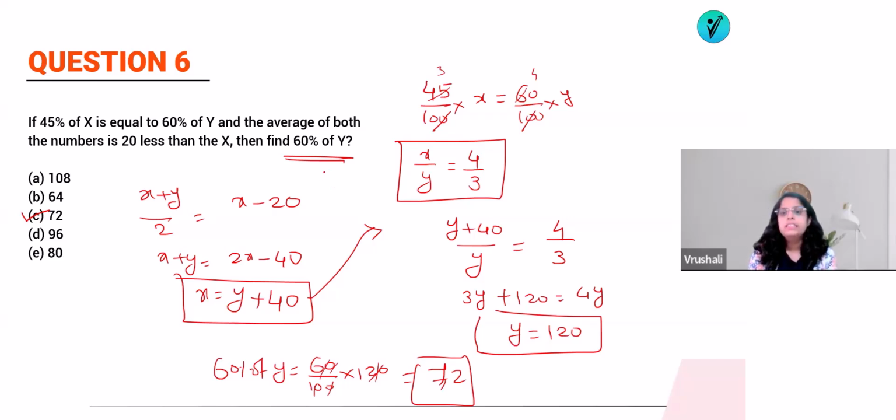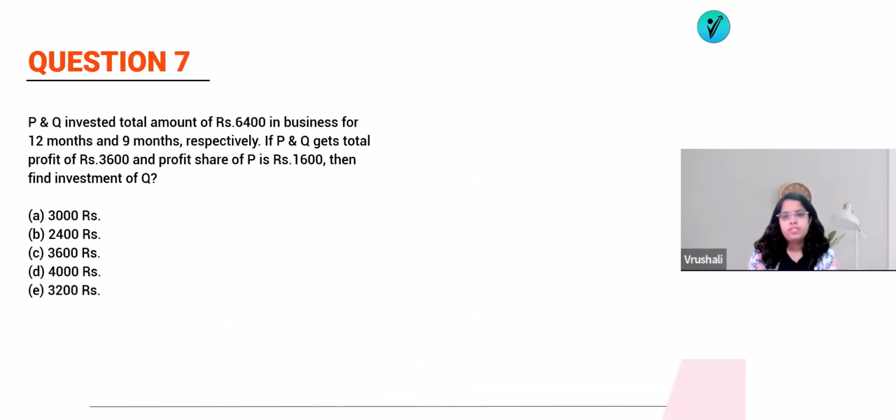I hope you are getting this. Now we will solve the next question which is on the screen. Question number 7. You can pause the video and then try to solve. P and Q invested a total amount of 6,400 in the business for 12 months and 9 months respectively. If P and Q get a total profit of 3,600, out of which the profit share of P is 1,600. I know that 3,600 is the total profit, right? Out of which if P received 1,600, how much will Q receive?